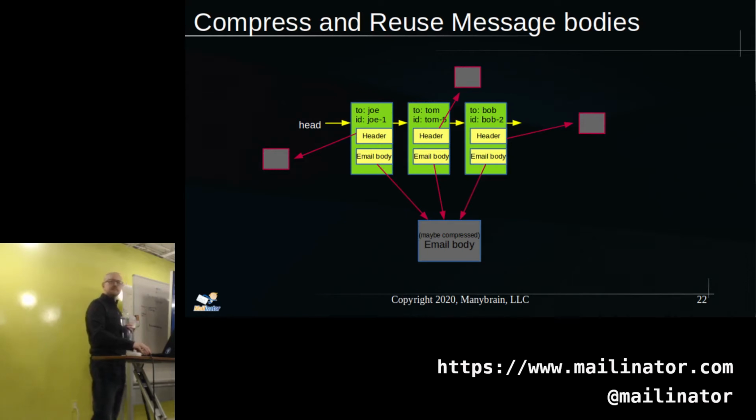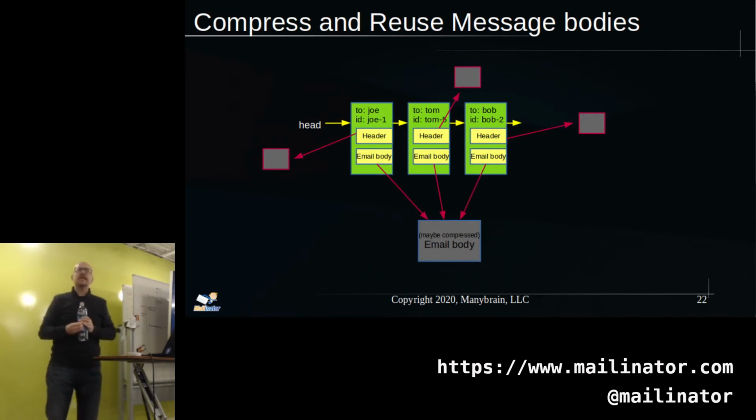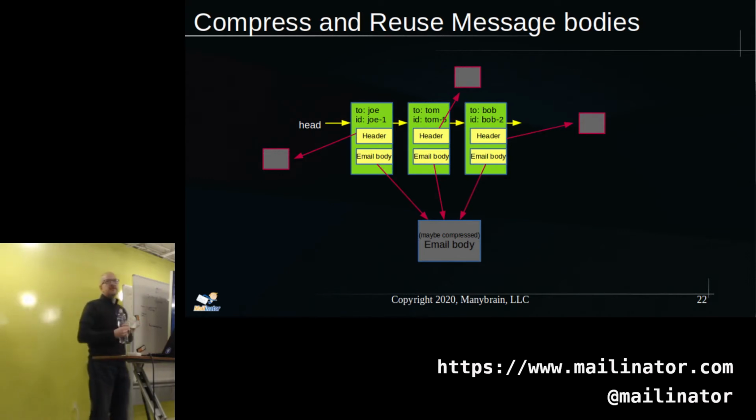Did you bother to look at the size and say that emails less than 4K weren't worth compressing? Absolutely. I didn't even try to compress those. Yeah, and that's why I say here, maybe compressed email body. Exactly. And if you see a lot of instances, you can compress it then. But there were a ton of heuristics around whether compression was worth it.